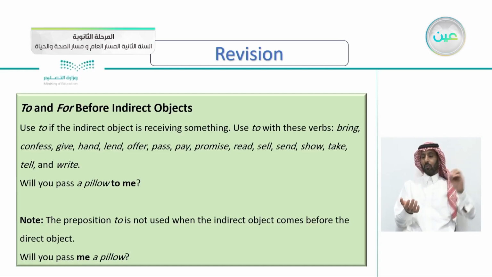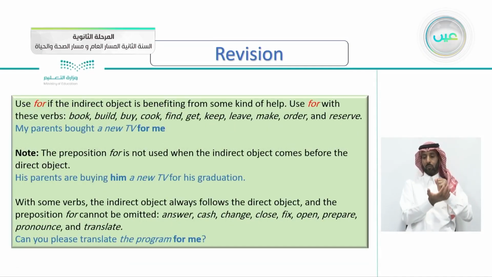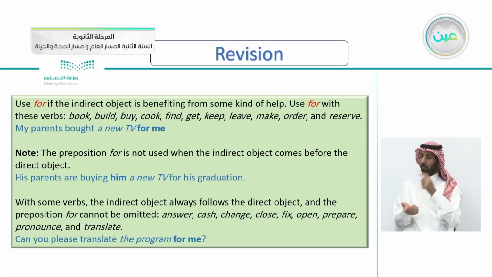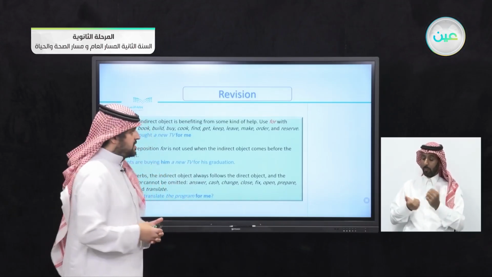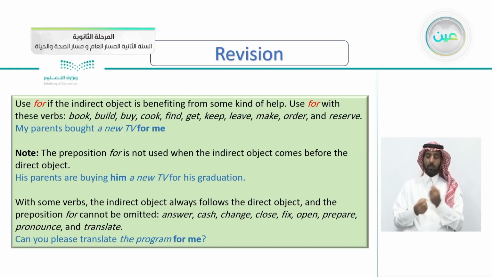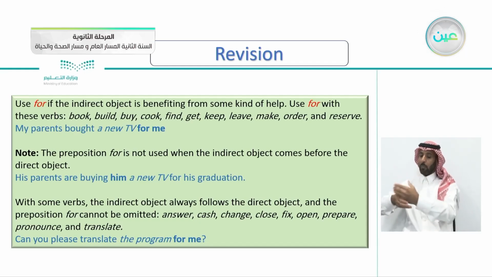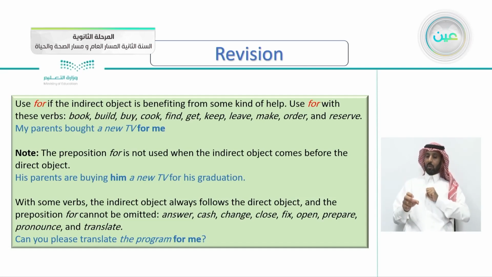We use for if the indirect object is benefiting from some kind of help. So we use for most of the time when someone is doing something for someone, helping them as a nice gesture. We use it with verbs like book, build, buy, cook, find, get, keep, leave, and so on. For example, my parents bought a new TV for me. They helped me to buy the TV. The preposition for is not used when the indirect object comes before the direct, as mentioned before.